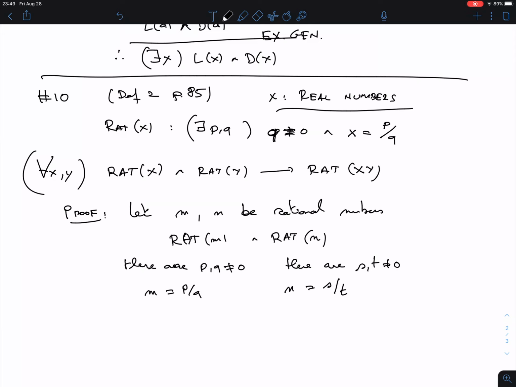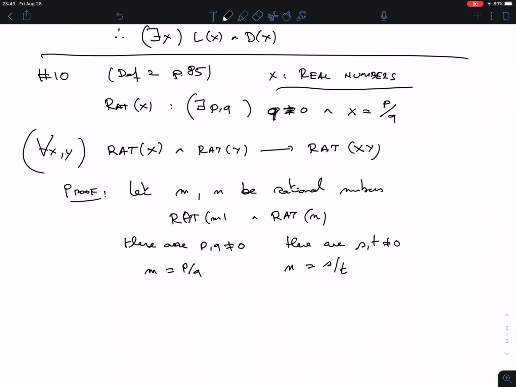Now, so far I have set everything up, but now I have to start thinking about what I have to prove. So I am assuming ret m, and so what I have to show is now ret of m times n, right? The whole trick here is that we know a little bit more about m and n than originally. Originally they were just two numbers. Now we know that they're allowed to form P divided by Q and S divided by T.